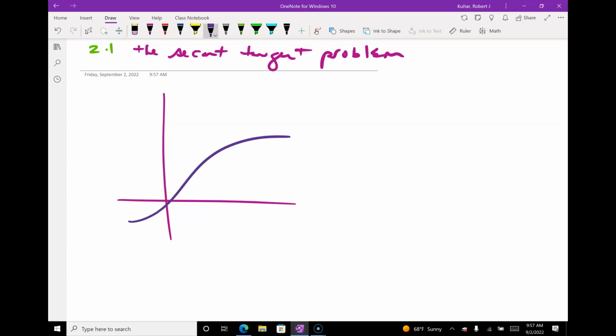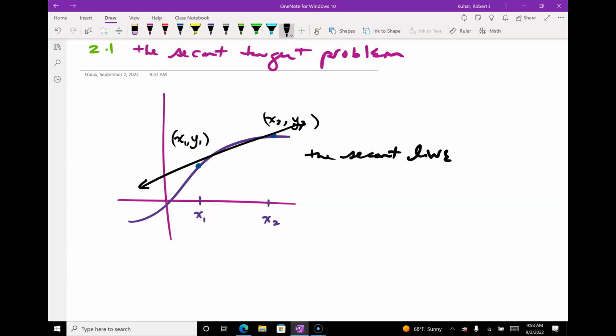So I'll say something like this, where I have my first x and my second x, right? And so here I have x sub 1, y sub 1, x sub 2, y sub 2. Yes, you with me? And if I draw that line between there, that guy's called the secant line. If you remember from high school geometry, the secant line would go through 2 points of a circle. A tangent line would only hit 1 point of a circle, right? And it's the same thing here. We're doing secants and tangents.